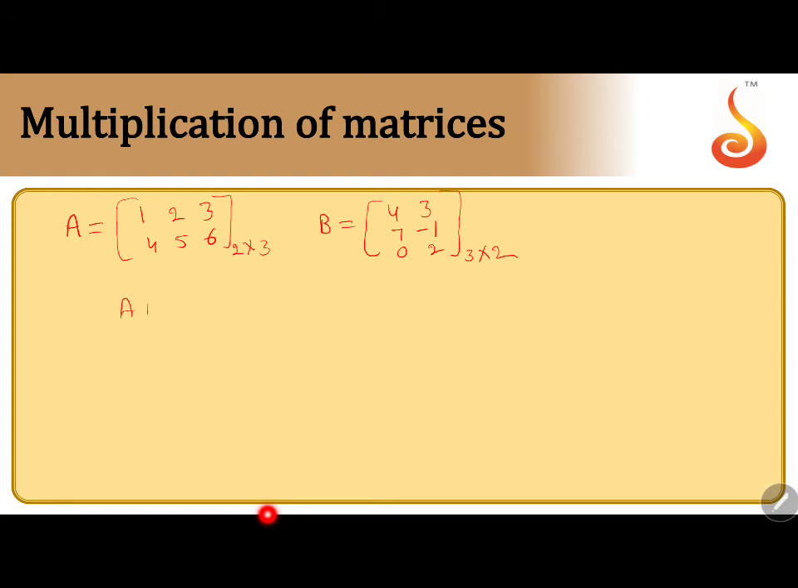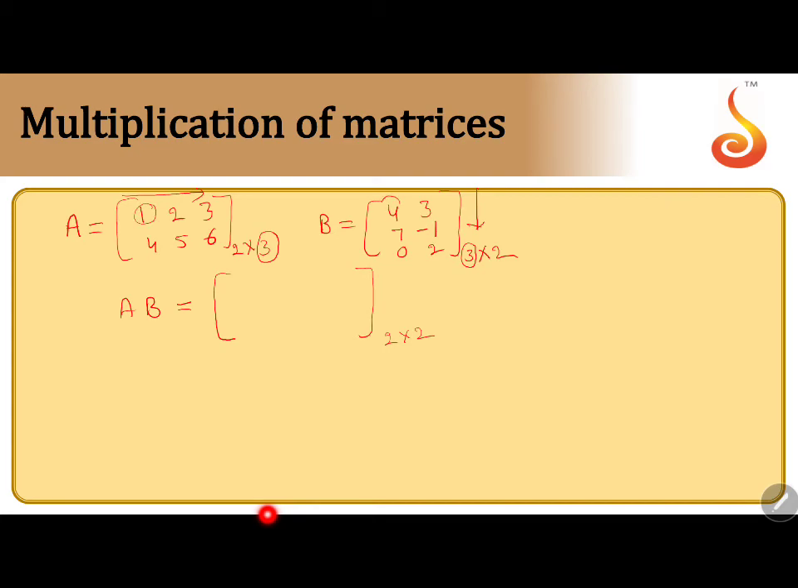Now I am going to find the AB product. Whether it is defined or not, we need to check first. Number of columns in A is 3, number of rows in B is 3, both are the same. So AB is defined and the order is given by 2 by 2, meaning 2 rows and 2 columns. So first row, first column. Take rows from the first matrix, columns from the second matrix. Multiply the corresponding elements and then add.